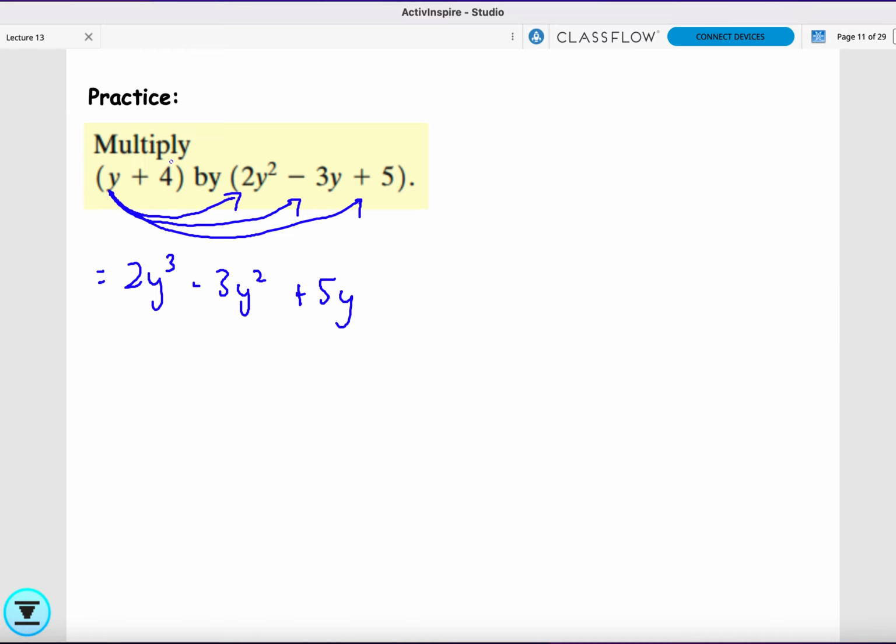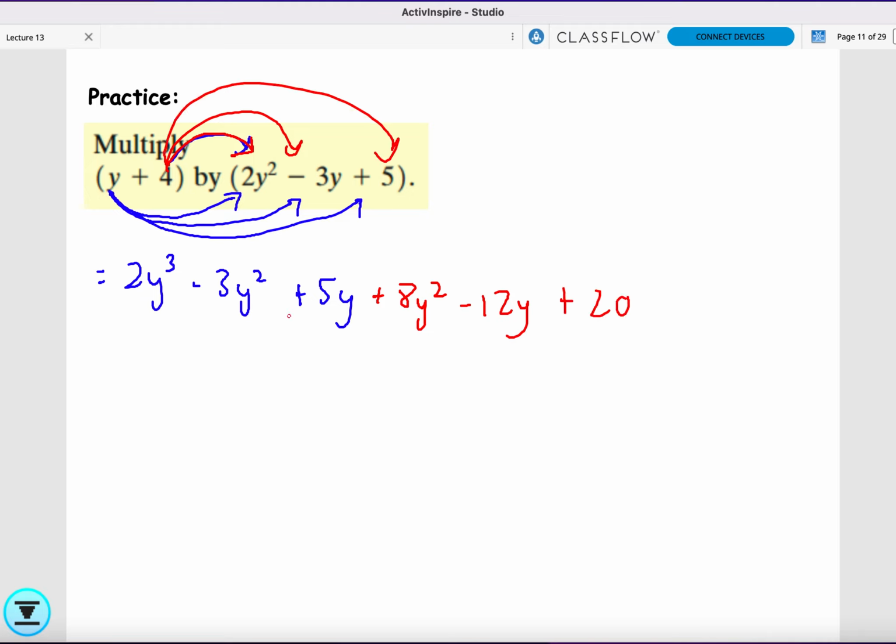Next, we're going to go ahead and do 4 times 2y squared, which is just going to be 8y squared. 4 times negative 3y is going to be negative 12y. And then 4 times 5, which is plus 20. We have our like terms here, so the y squared terms can be combined, and then the y terms can be combined. So let's combine them. Bring down the 2y cubed. The y squared term will be 5y squared minus 7y plus 20.